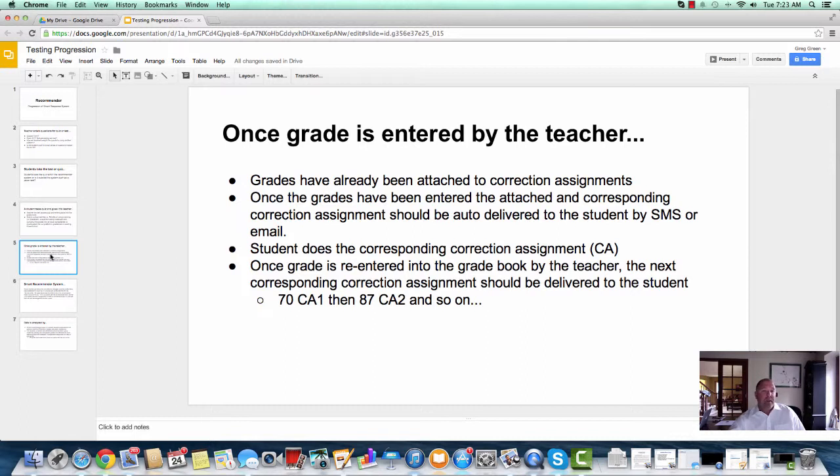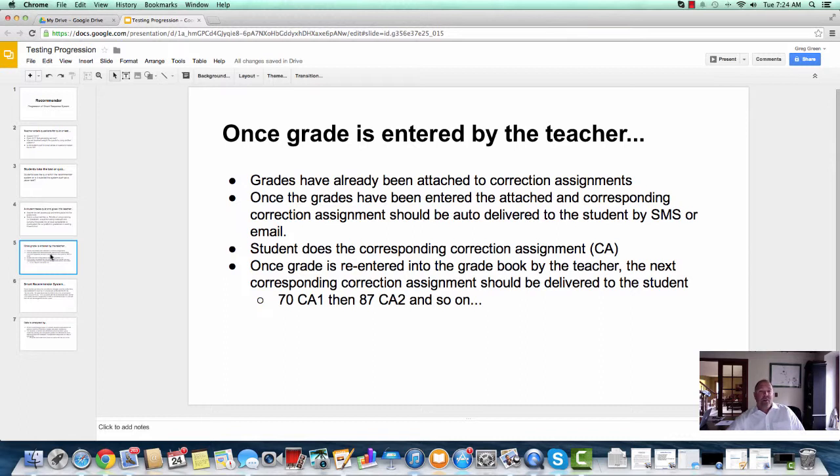Once the grades have been entered, the corresponding correction assignments should be auto-delivered to the student by SMS or email. At this time, SMS is probably the most ideal, but I'm thinking about cases where kids' phones are shut off or what have you. So it could be an issue. Can we do it either by SMS or by email, or both? Then they can choose which one's most convenient that day.